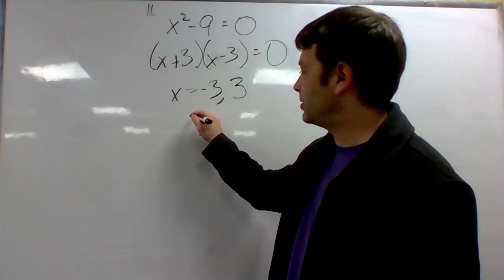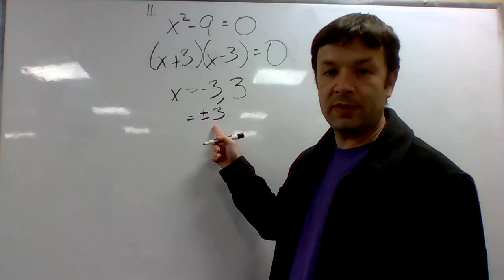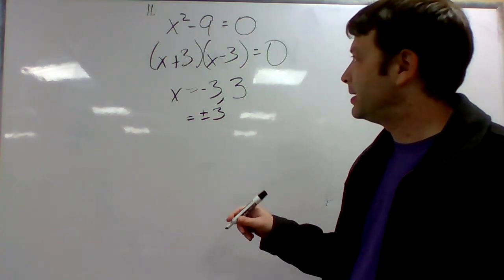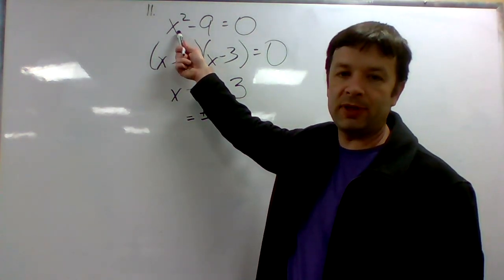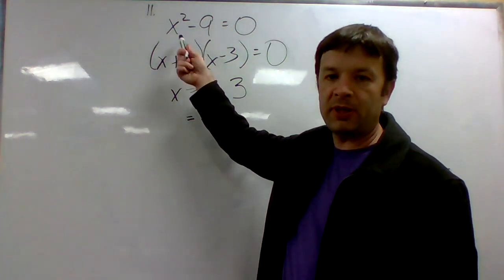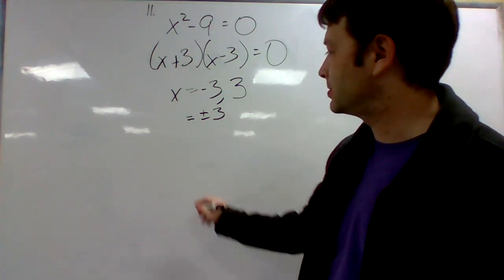You guys might recall another way of writing it. That's not going to happen very often on this assignment, but you could write it like that also. And if you plug those in, negative 3 squared or positive 3 squared, both give you a 9, and 9 minus 9 is 0. So that works.